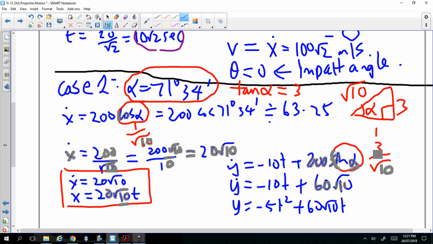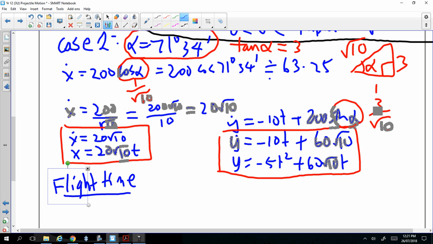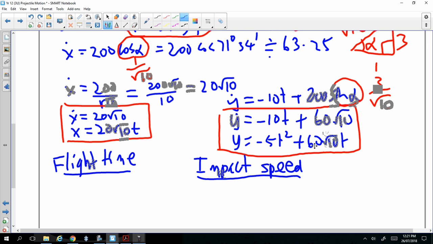All right, have a try to find out the flight time. And once you get the flight time, you can work out the impact speed. And then we use the fact that you reach a mountain that's 2,000 meters away. Find t. Use this equation. And once you get the time, substitute back to find x dot and y dot to work out impact speed and angle.